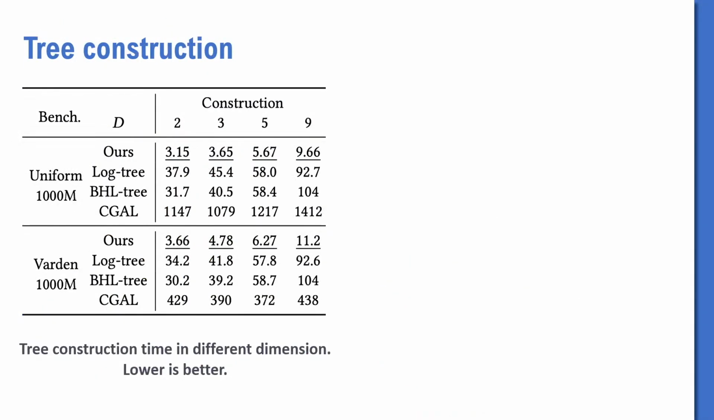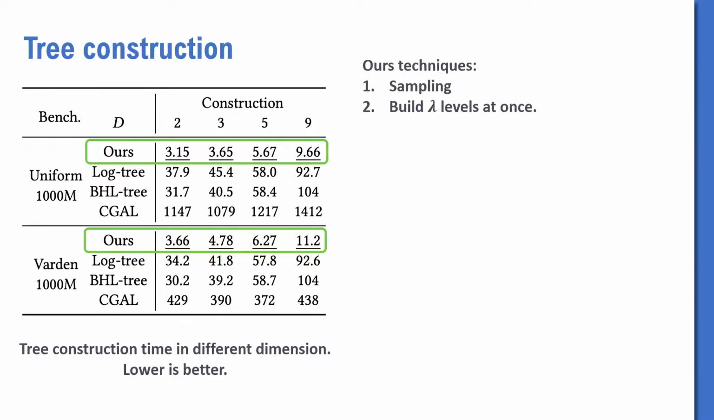Okay, so if you want to build the tree, we will look at the tree construction. We compare our PKD tree with some existing baselines on 1 billion elements on uniform and scale data on different dimensions. And then we can show our algorithm is almost 1 order of magnitude faster than the classic solution, the previous baselines. There are two differences here.